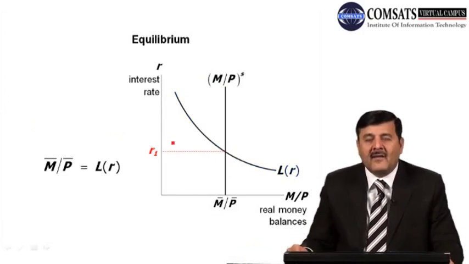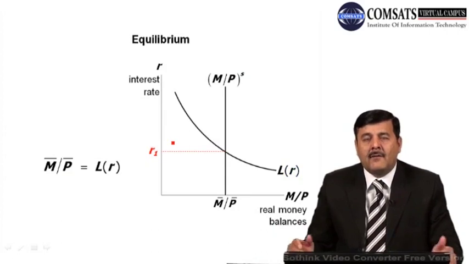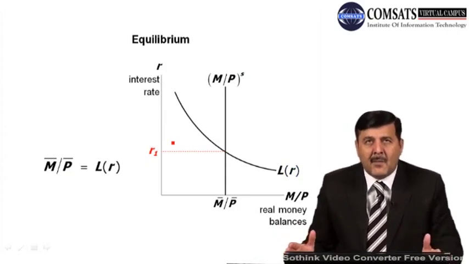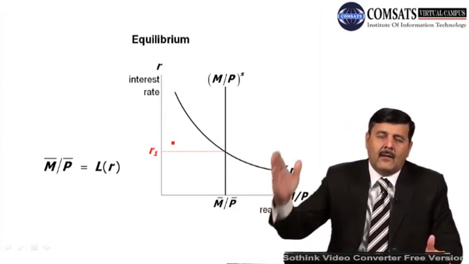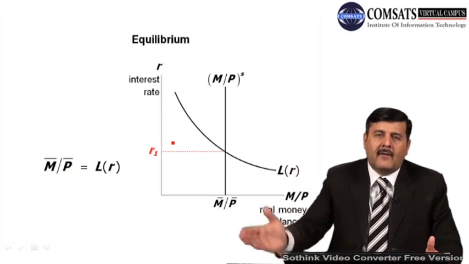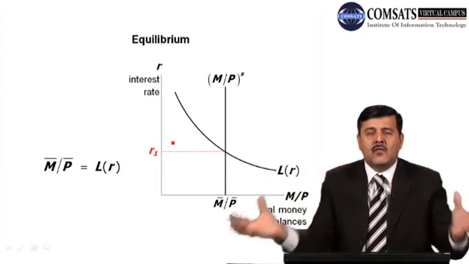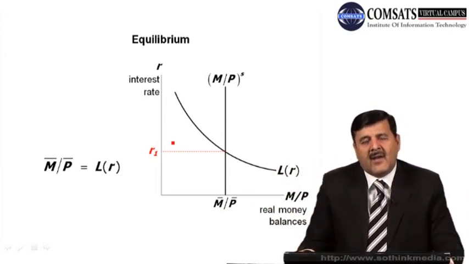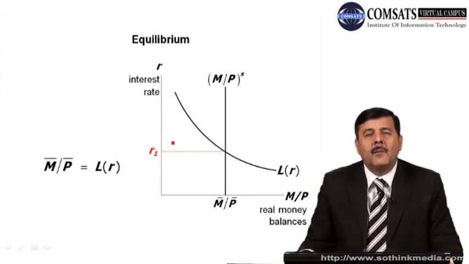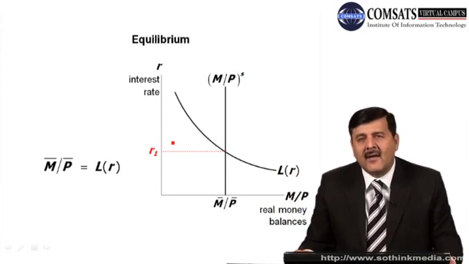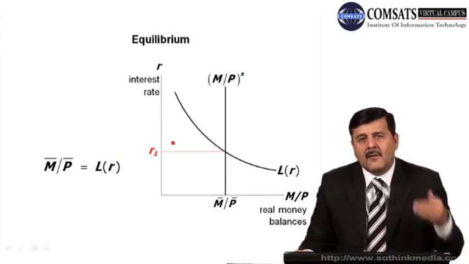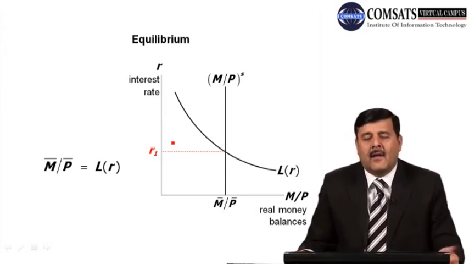Now, where is the equilibrium in the money market? Because we have now discussed the two sides of the money market. One, the supply of money. The other side is the demand for money. So when we combine these two sides, the supply and demand will bring the equilibrium in the money market. In this way we can explain equilibrium in the money market.